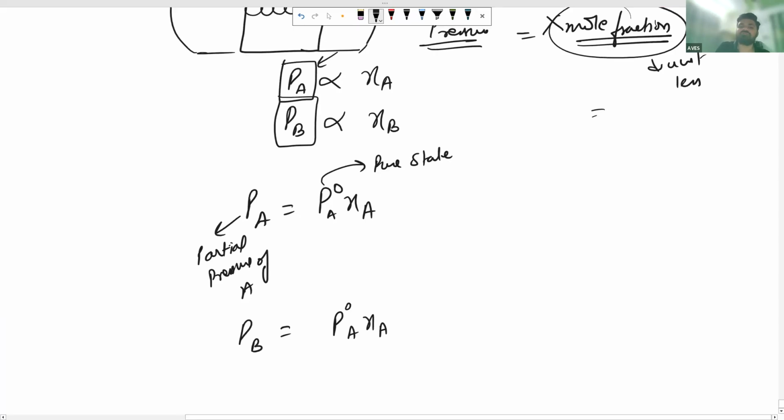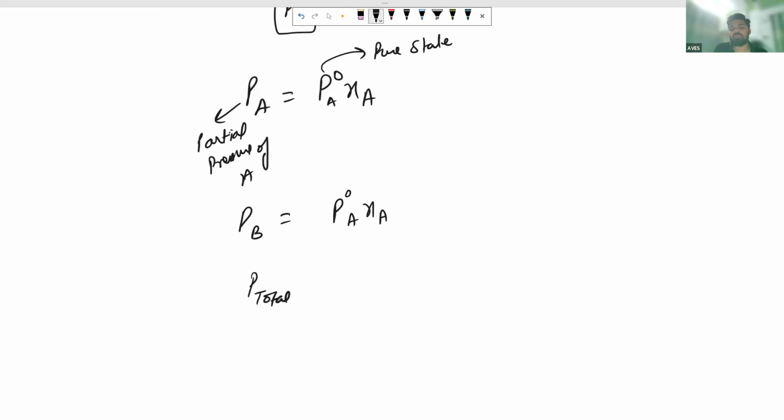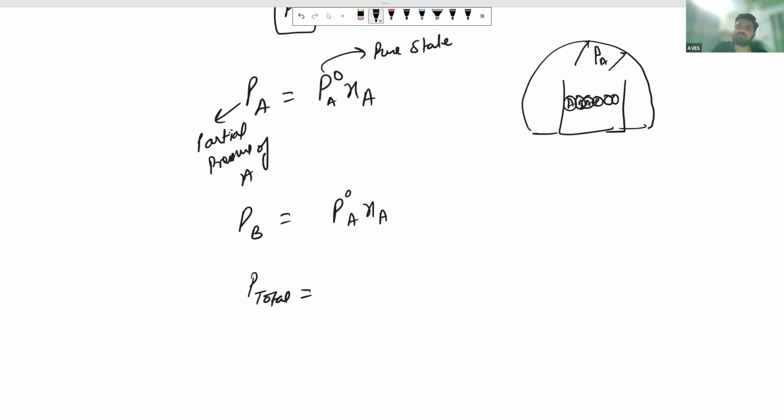Now what will be the value of P total? According to Dalton's law of partial pressures, if I have a liquid with A and B both, and they are exerting pressure, with A particles and B particles, pressure will be exerted by A and also by B. The total pressure will be equal to the partial pressure exerted by A plus the partial pressure exerted by B. So P total will be equal to P naught A into XA plus P naught B into XB.